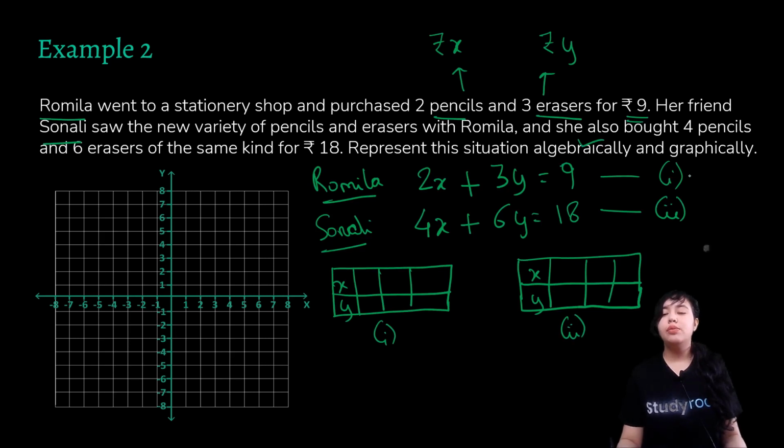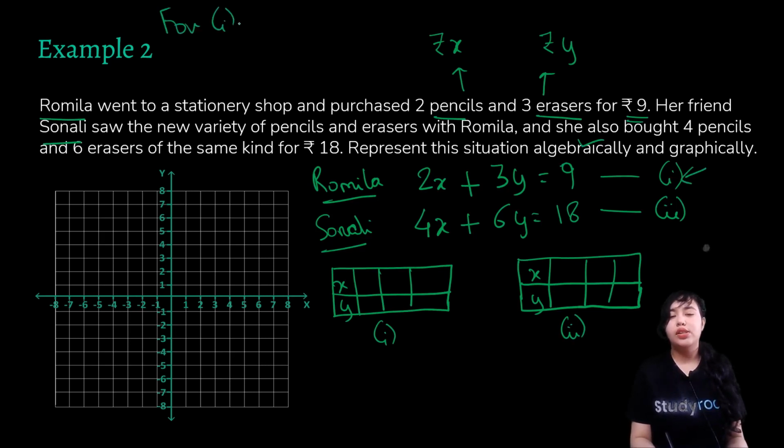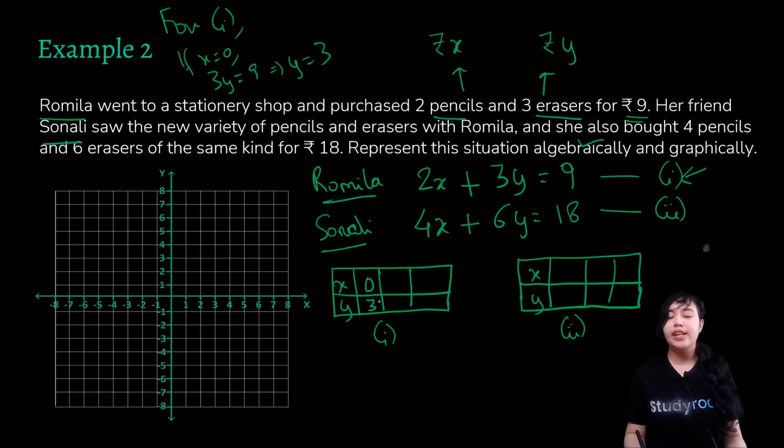So for the first equation, we are here. So you can write it in a similar manner. For the first equation, if X is equal to 0, your 3Y becomes equal to 9. And this means Y is equal to 3. So if I take this as 0, here we get 3.